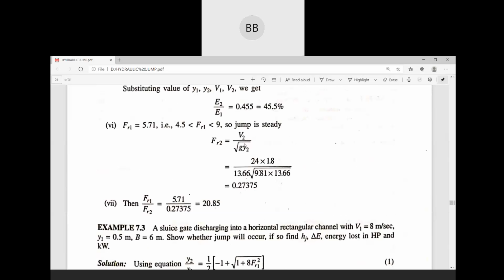So here the jump is steady. Then we need to find out the ratio. I think we have already calculated the Fr1 value and the Fr2 value also. You just find out the ratio. See, you will get around 20.85.